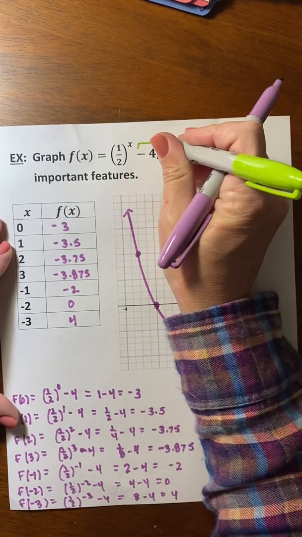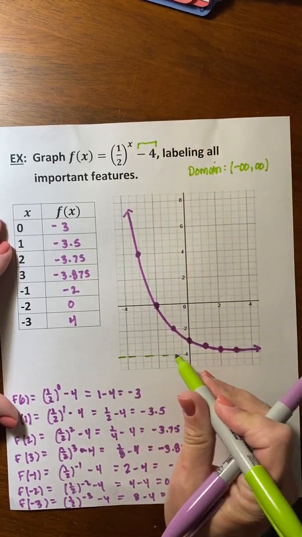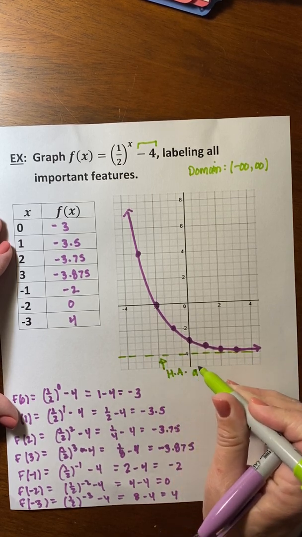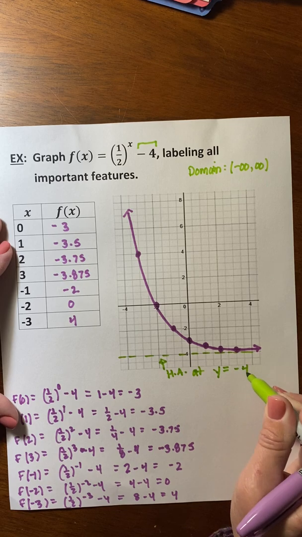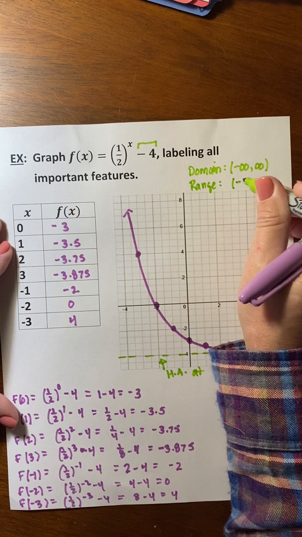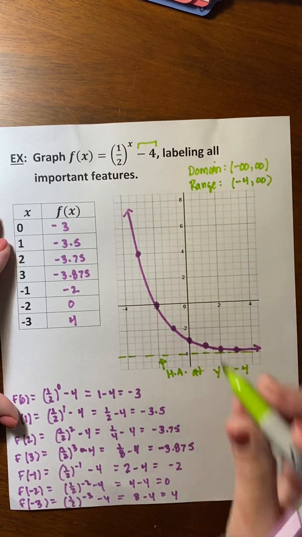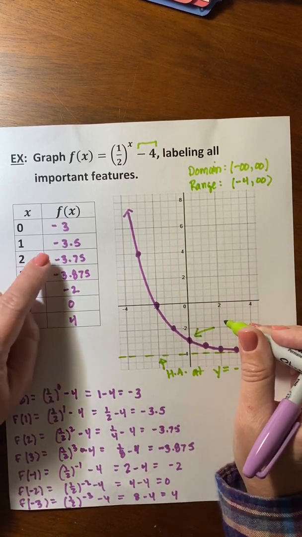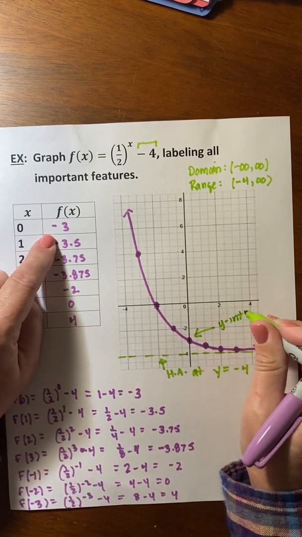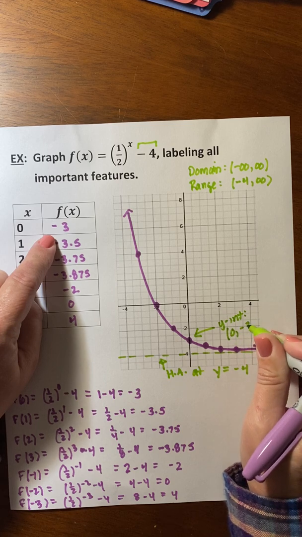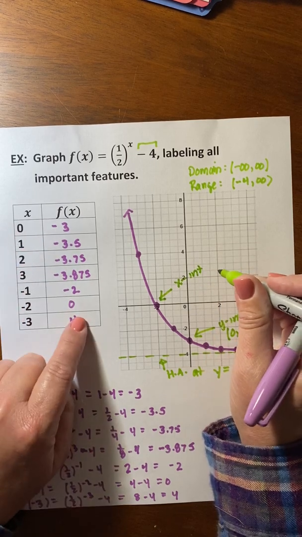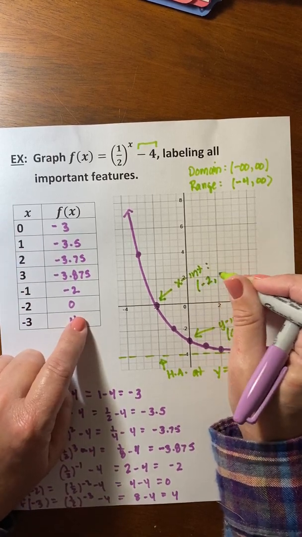Right, we have a horizontal asymptote right here at negative 4. So it's at the line y equals negative 4. So the range is everything above negative 4. Right, we have a y-intercept right here at negative 3. Y-intercept was when x is 0. Now notice this time we do have an x-intercept. My x-intercept is when y is 0, and that happened when x was negative 2.